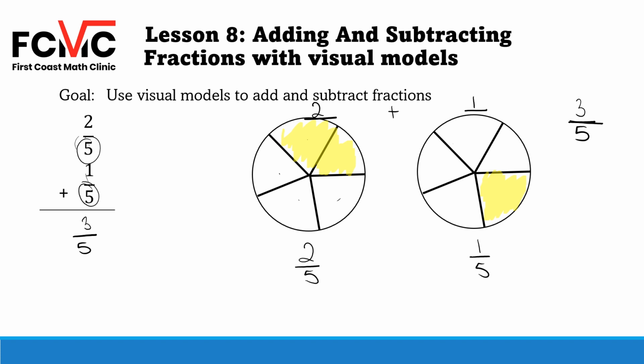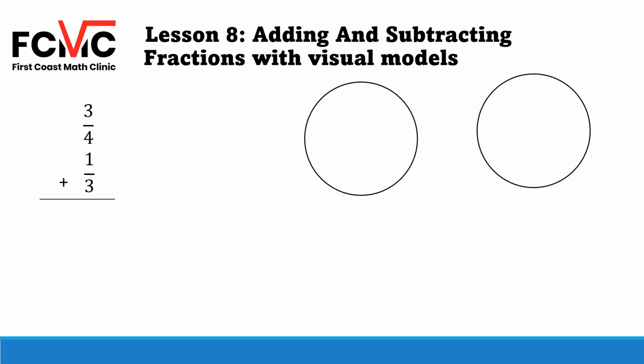So let's look at a couple examples where we don't have the same denominator and use some visual models to illustrate what exactly is happening when we have to find our common denominator. Let's look at the example 3/4 plus 1/3, right? So we've got a total of 4 pieces and 3 pieces. So let's represent that on our circle.